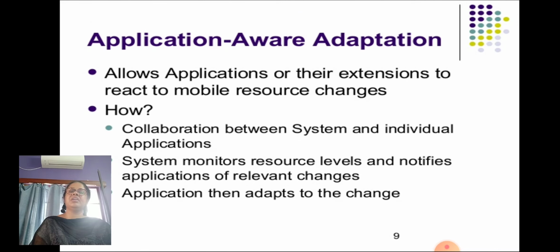Application aware adaptation allows applications or their extensions to react to mobile resource change. How can it be done? Collaboration between system and individual application. The system monitors resource levels and notifies the application of relevant changes. The application then adapts to the change.